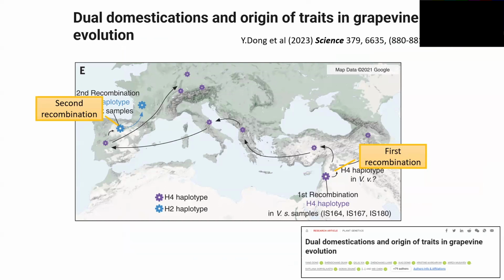So last year, there was a high-profile paper published in Science by a very big consortium of European and Chinese groups. Basically, they showed the second recombination event happened in the Iberian Peninsula, in today's Spain. So there are two recombination events, both selected by humans, and they both exist today in the domestic grapes we are using today.